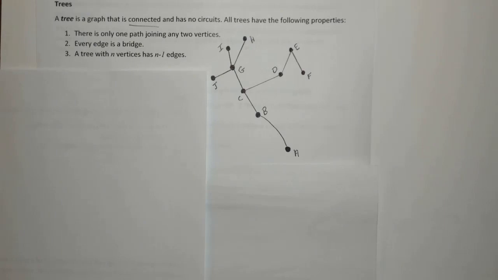All right, let's talk about trees. Your idea of what a tree might be from nature is very similar to what a tree is in graph theory. A tree is a graph that is connected and has no circuits. All trees have the following properties. There's only one path joining any two vertices.